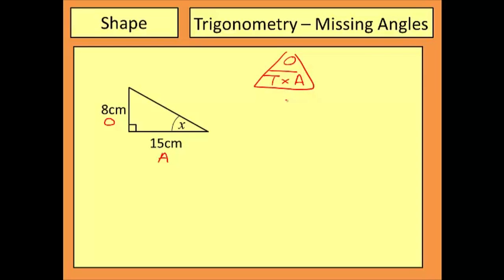and if I'm trying to find tan of the angle I'm going to cover up the T. It tells me that tan is equal to opposite over adjacent. This means that tan of X is equal to 8 over 15.